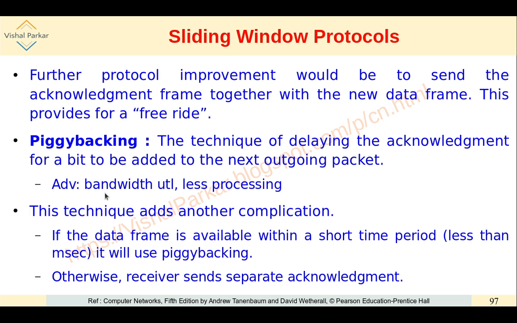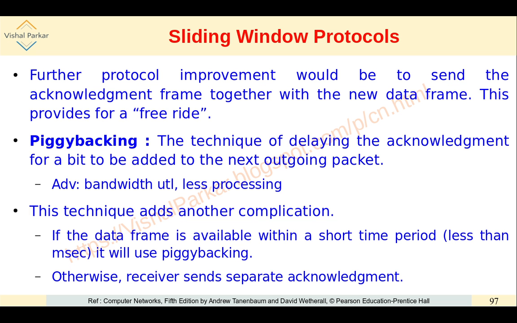So the advantage obviously will be the utilization of bandwidth. For example, the data frame itself is being utilized for acknowledgement. So there is no need of a separate acknowledgement frame, thus giving the same bandwidth for data transmission. Secondly, as separate acknowledgement frames are not needed, correspondingly the number of frames will decrease and there is less processing.